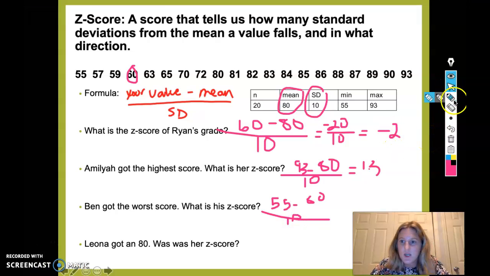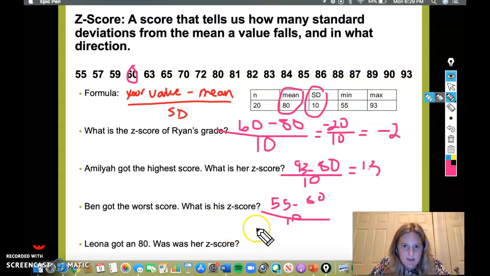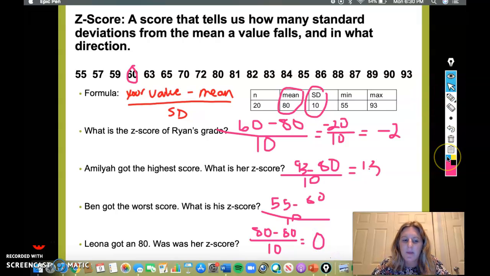Leona got an 80. What is her z-score? And this one I want to actually do out because something notable happens here. Watch this. 80 is her score, minus 80, which is the mean, divided by 10. And I already know that 80 minus 80 is going to give me a 0. And so Leona's z-score is a 0. So if we think about the definition, she is 0 standard deviations away from the mean. So if she doesn't move from the mean, that means she must have scored the average score. And then we look back at our average, it was 80, and Leona got an 80. And so when you have a z-score of 0, it means you are the average. You scored the average score on the test.